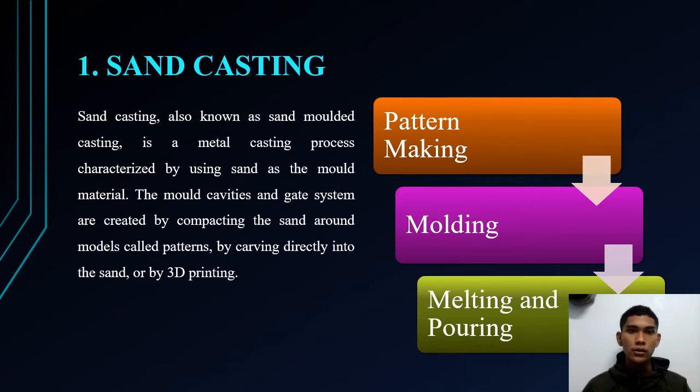Sand casting, also known as sand molded casting, is a metal casting process characterized by using sand as the mold material. The mold cavities and gate system are created by compacting the sand around models called patterns, by carving directly into the sand, or by 3D printing. On the right side of the slide, we can see the flow process for sand casting. The first is pattern making, the second is molding, and the third is melting and pouring.